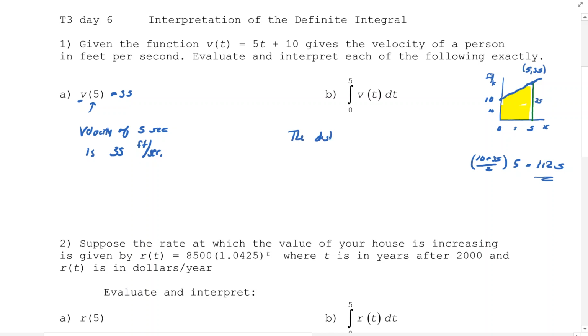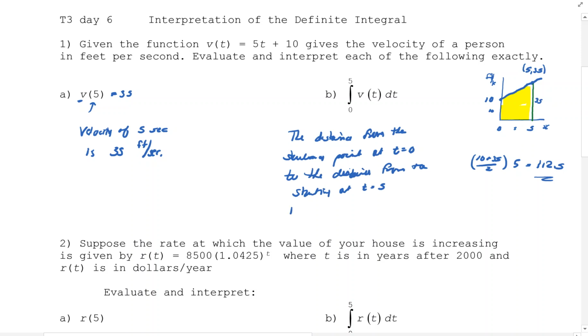The distance from the starting point at t equals 0 to the distance from the starting point at t equals 5 is 112.5 feet north of the starting point.